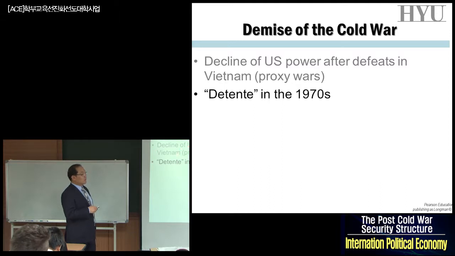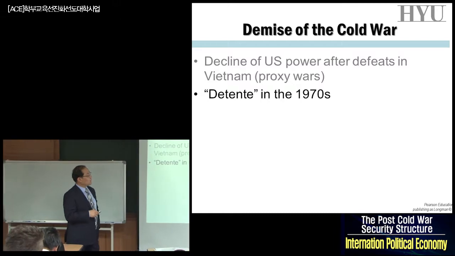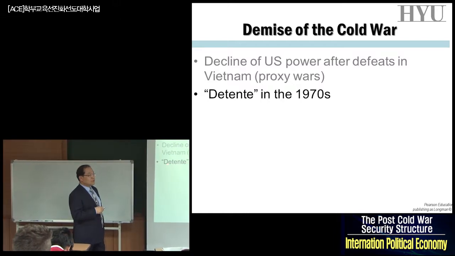Because America was weakening, the US and the Soviet Union began to reconcile with each other. That's détente. Reconciliation in the 70s, right? This shows America was weakening. So America was extending hands to the Soviet Union, right? Why don't we have a pause, right? That's the 70s.